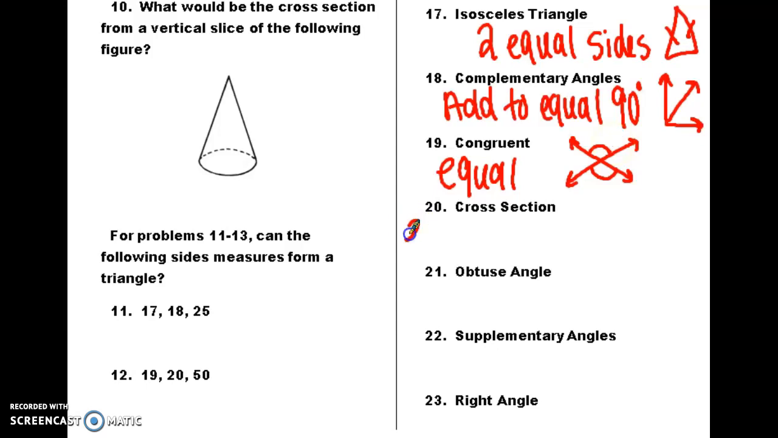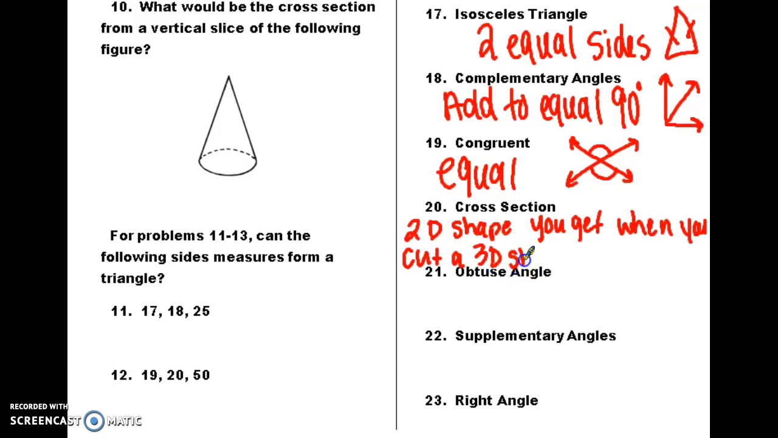Cross section is the 2D shape you get when you cut a 3D shape with a plane.